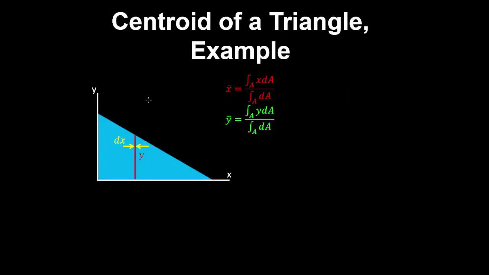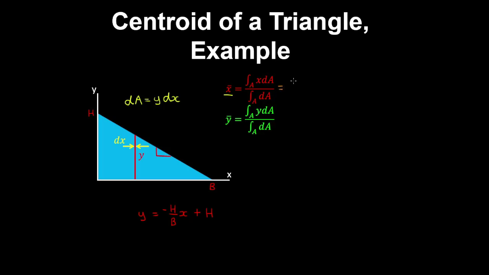Let's find the centroid of this triangle. And what we'll do is find x bar first. So we break up this triangle into infinitesimally thin areas, and this differential area is equal to y by dx. And considering this triangle has a height h and width b, the slope of this line is therefore minus h on b. And then multiplying by x and adding the y-intercept gives the equation of that line.